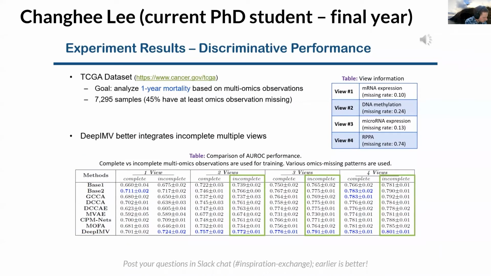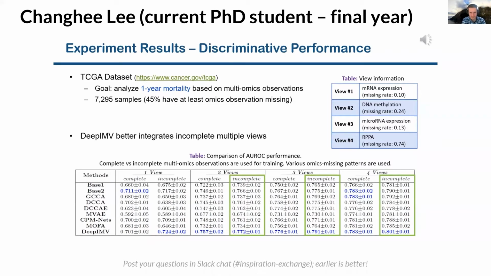The first experiment is performed on the TCGA dataset. This dataset consists of 4 different omics observations, and about half of the samples have at least one view missing. Our goal is to predict 1-year mortality based on these incomplete multi-view observations.